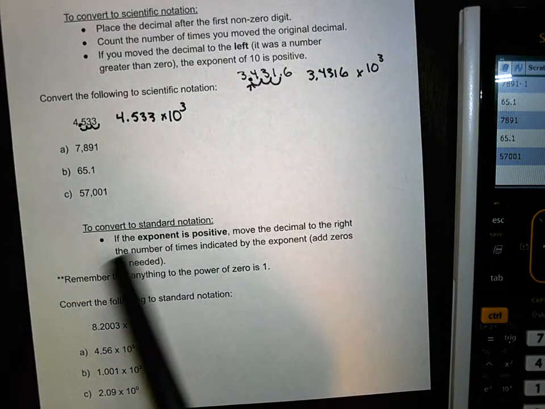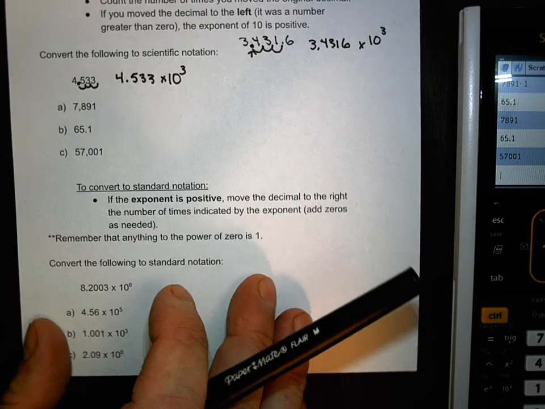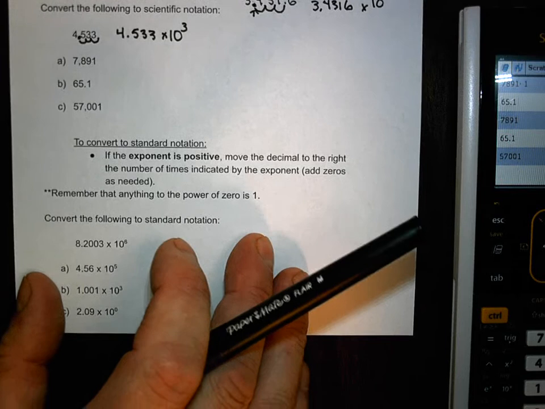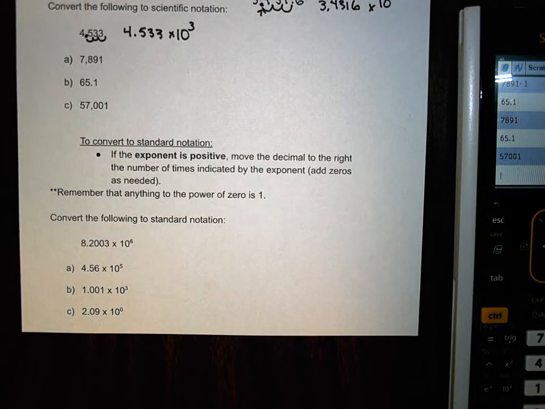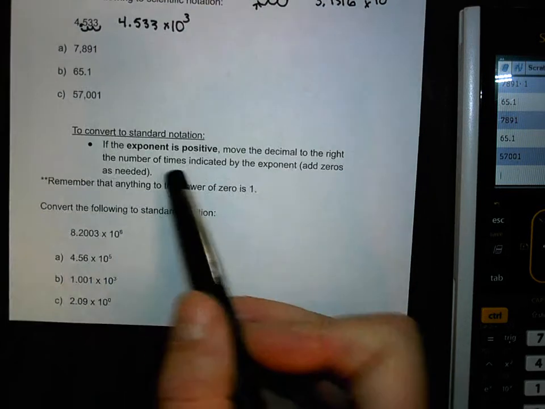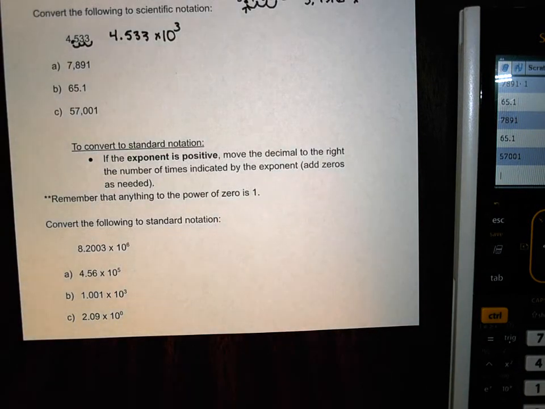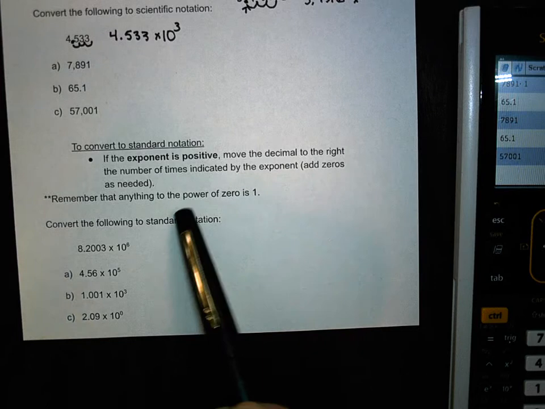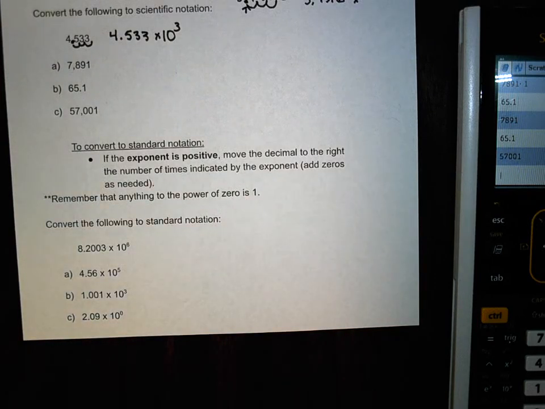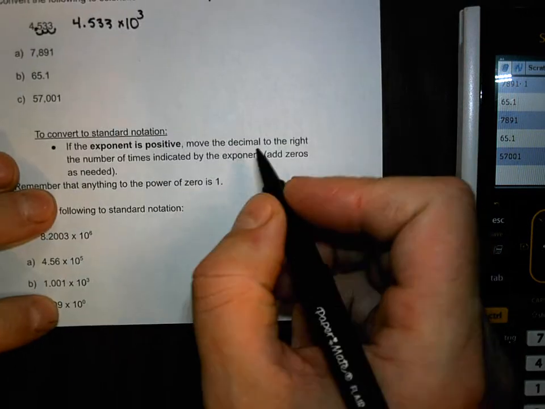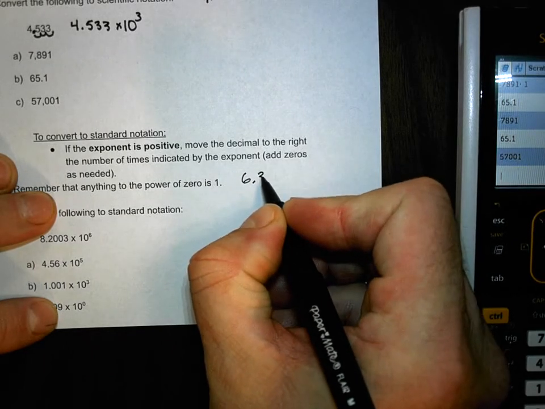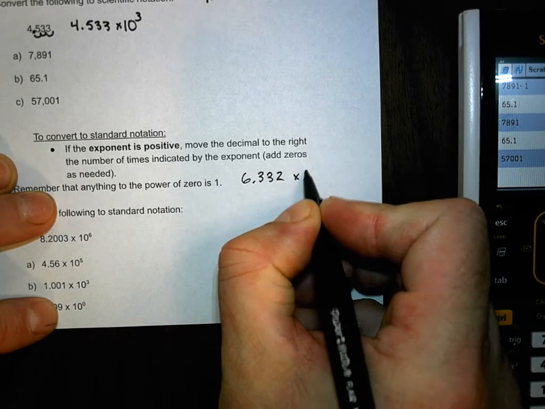We'll be coming back. Let's talk about converting from scientific notation to standard notation. Standard notation is literally what you write with every day. That's just numbers. We call that standard. If you got scientific notation, you got to have something that's else. It's standard notation. So to convert it, if the exponent is positive, then move the decimal to the right the number of times indicated. Remember that anything to the power of 0 is 1. So if I have a number like 6.332 times 10 to the 5th.